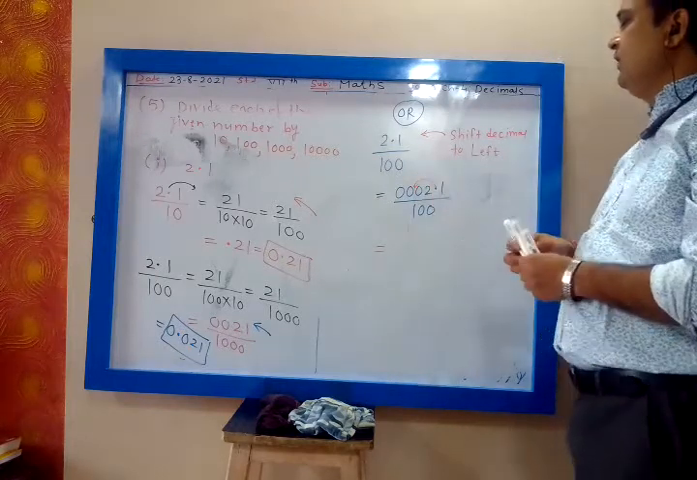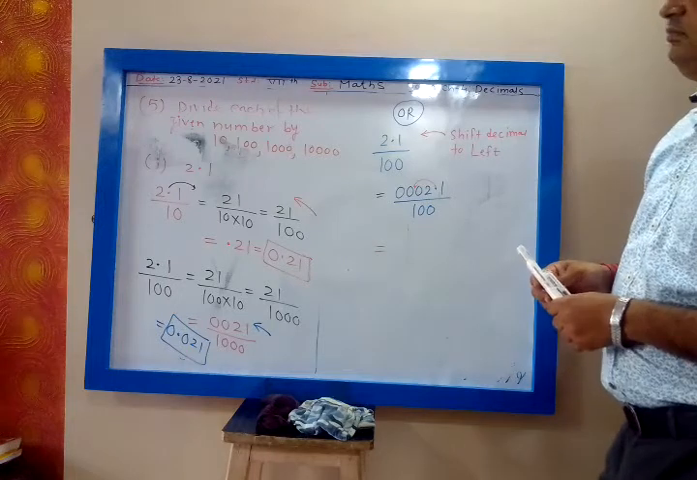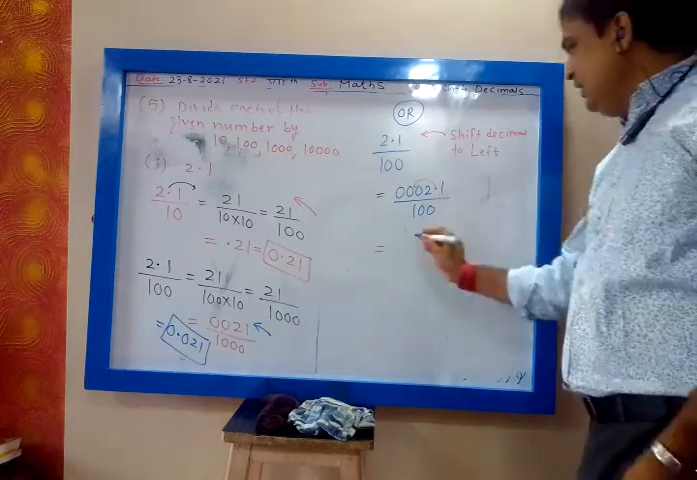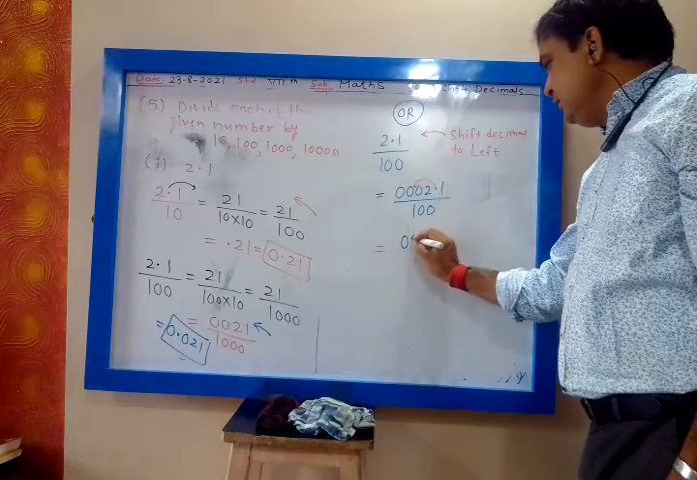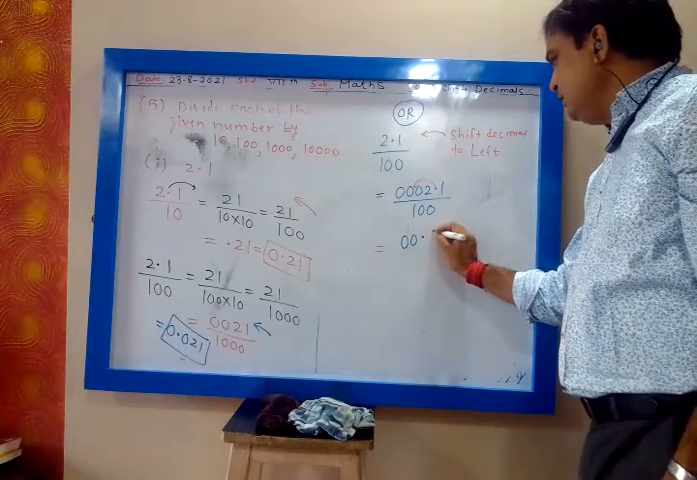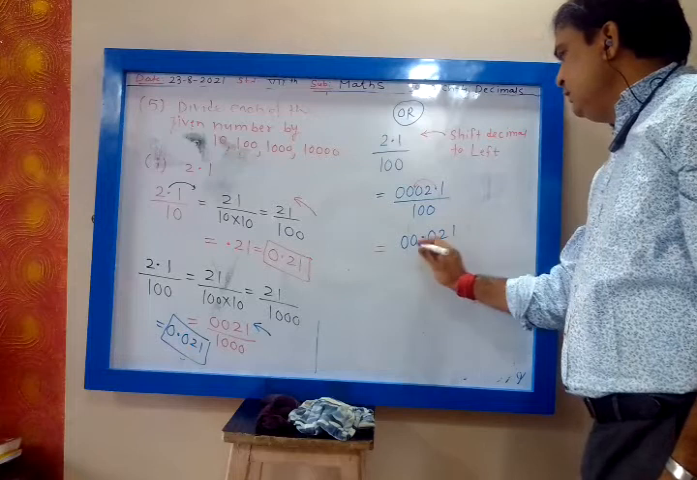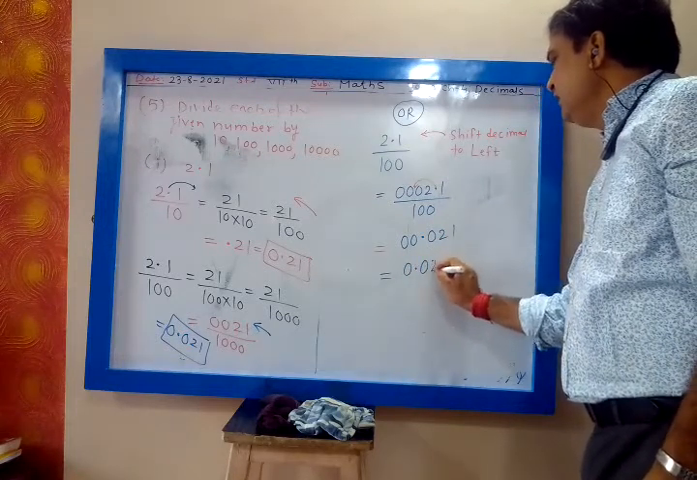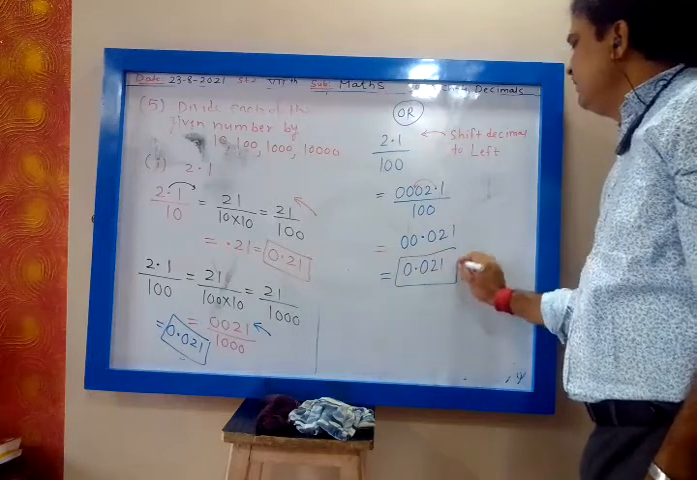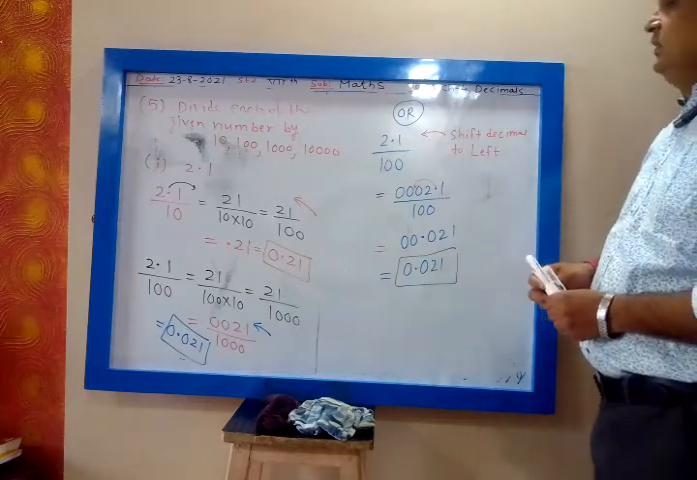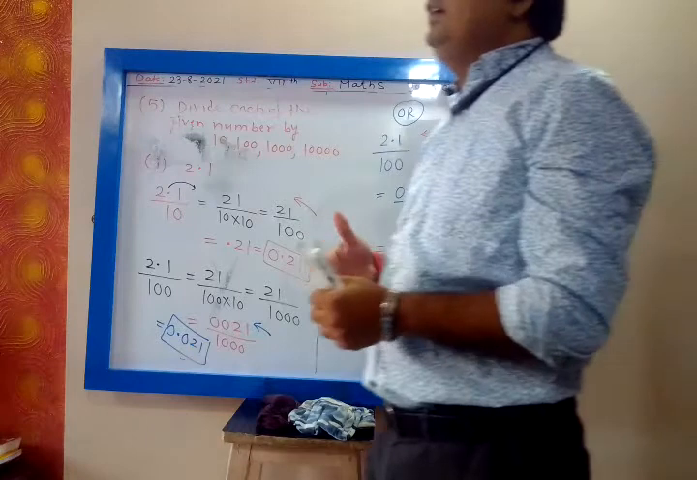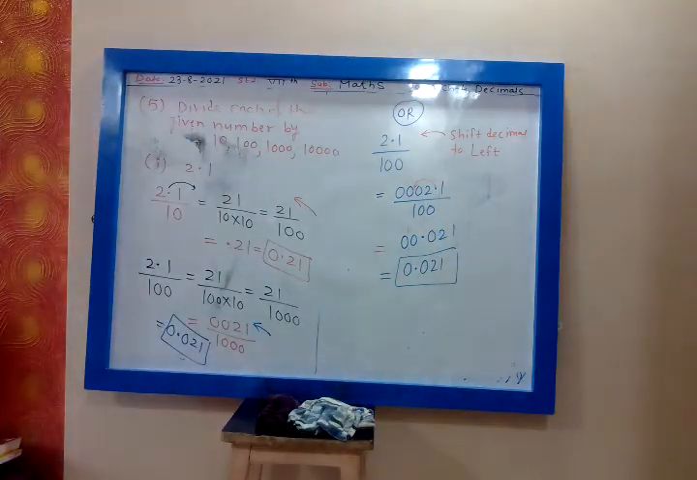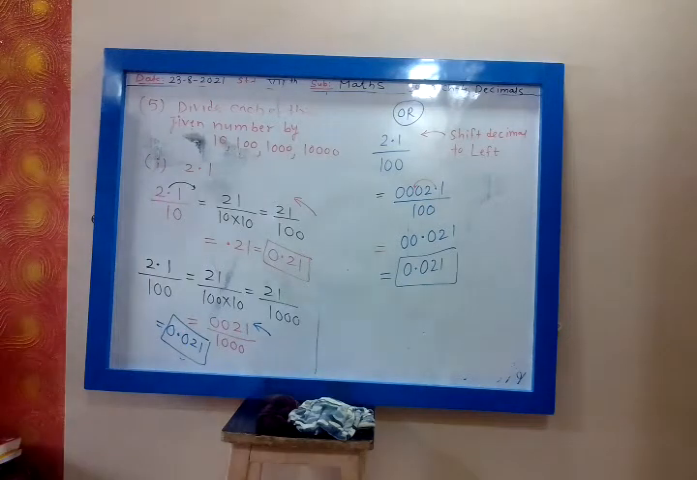Tell me what is there? You have to shift the decimal. 0, 0, 0, 0.021. 0.021 is same as 0.021. Understood? Whenever it is 10 or 100 in the denominator, you have to shift the decimal to the left. Are you following this?